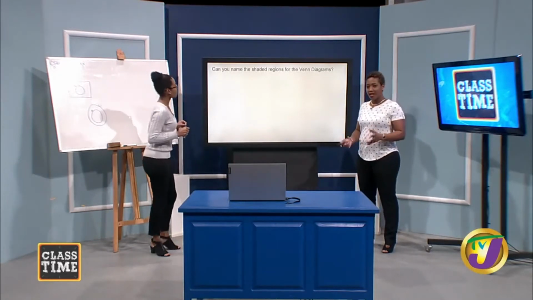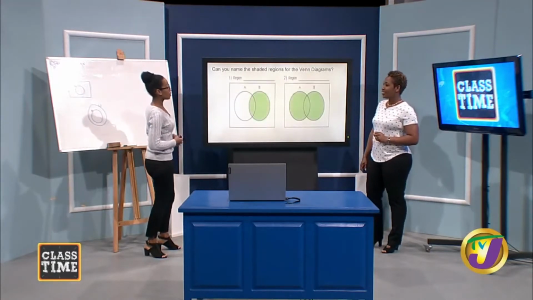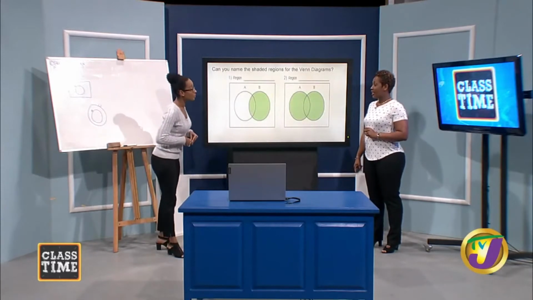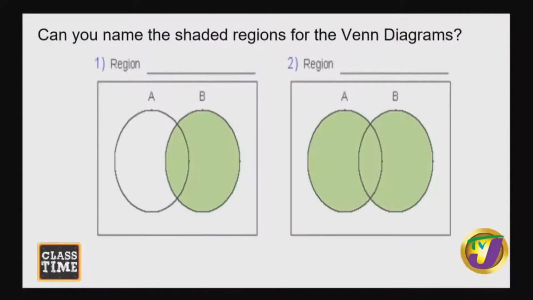Right, we're looking good. So let's see if we remember what we just said. Can you name the shaded regions for the Venn diagrams? That's easy, so you got that one. What about the second one? Tell me what you see happening with the second one. It's A and B. But I don't think it's anything about an and. It's A union B. It's everybody.